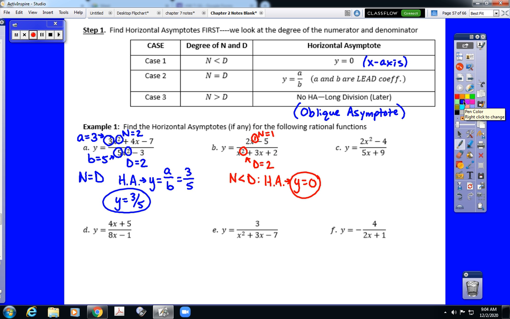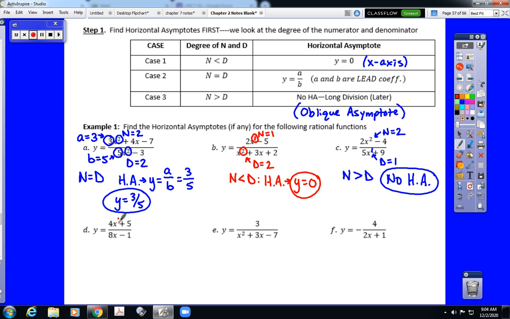On the third one, the degree on the top is 2. The degree on the bottom is 1. Since the numerator is greater than the denominator, there is no horizontal asymptote. It actually has an oblique asymptote, and we're not talking about that until later.